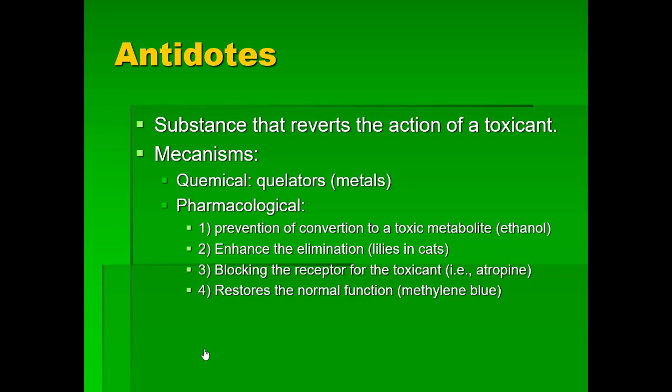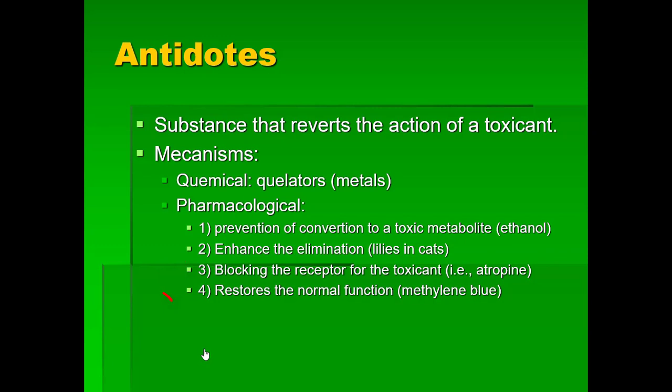Now, many toxicants act on specific receptors or enzymes within the body. So a good example here are the inhibitors of acetylcholinesterase, which are many of the pesticides that we use. And we can give atropine to reverse the stimulation of the parasympathetic branch of the peripheral nervous system.